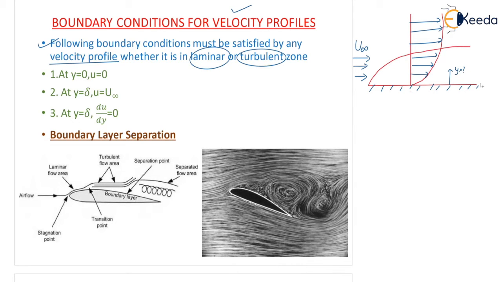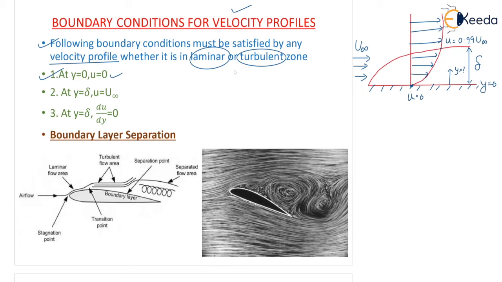So at the wall, y is equal to 0, correct? And this distance is your boundary layer thickness del. Now look at condition number 1. At y equal to 0, u equal to 0, correct? At the wall, y equal to 0 and velocity u is also equal to 0. And at the boundary layer edge, u is equal to 0.99 times u infinity, correct?